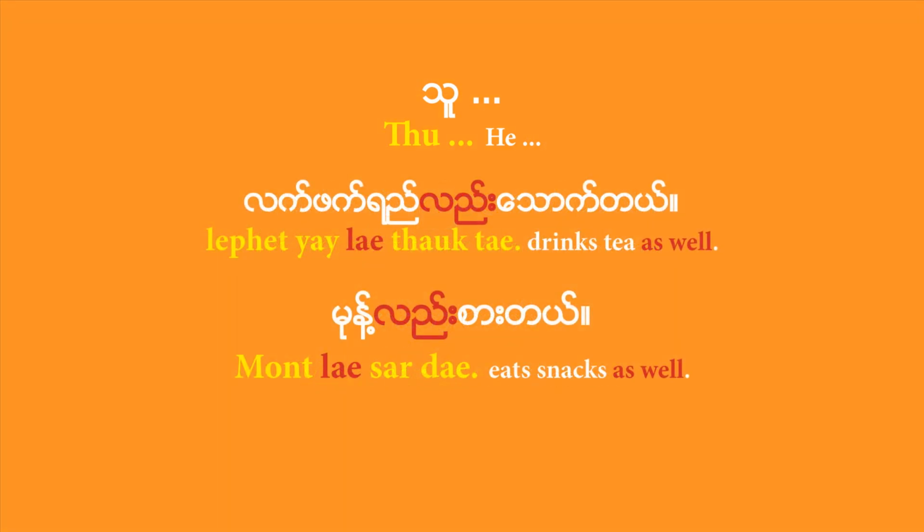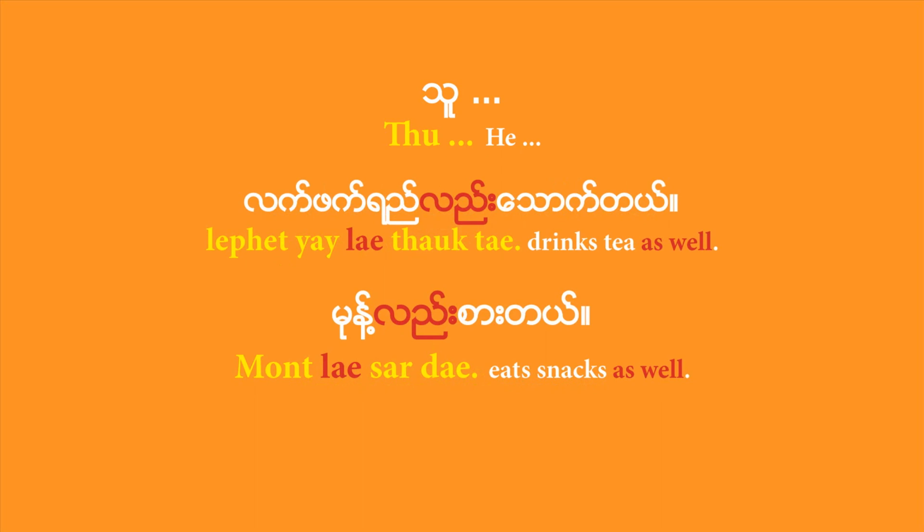Now, if you want to add emphasis, also or too, with the particle le, you do what the poet did. You say, thu lapeye le taute mong le sare. Thu lapeye le taute mong le sare. He drank tea as well, he ate snacks as well.